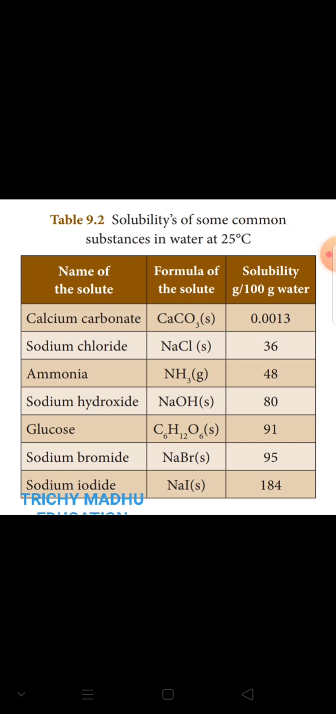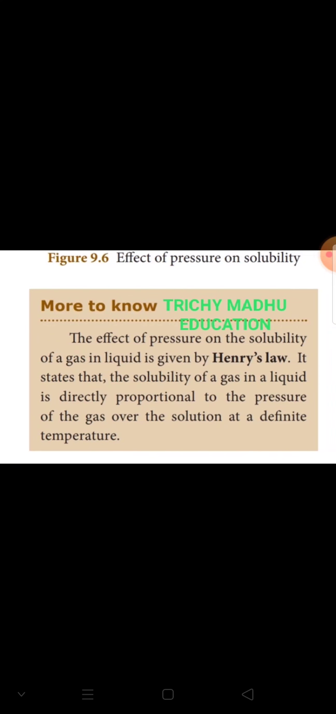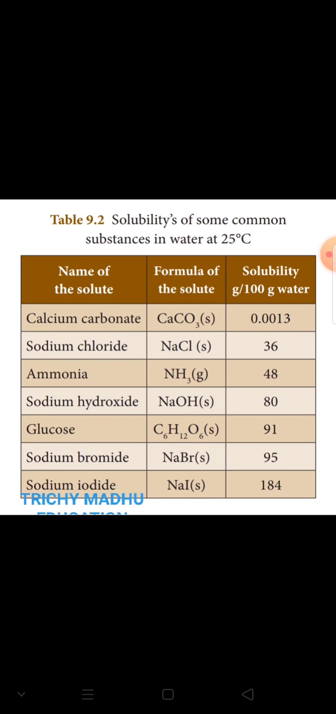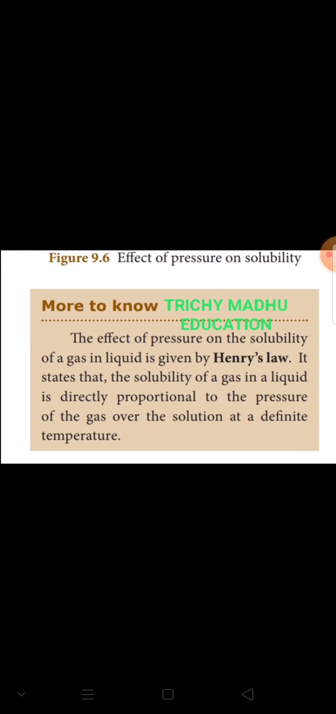Sodium bromide, NaBr, 95 grams per 100 grams of water. Sodium iodide, NaI, 184 grams per 100 grams of water. These are the solubilities of some common substances in water: calcium carbonate, sodium chloride, ammonia, sodium hydroxide, glucose, sodium bromide and sodium iodide.